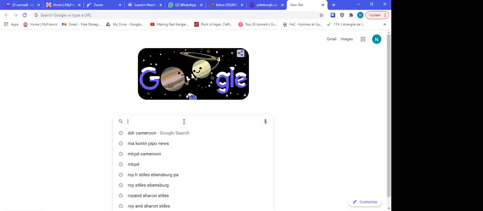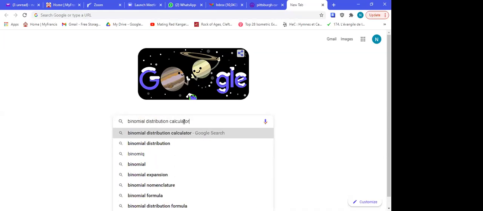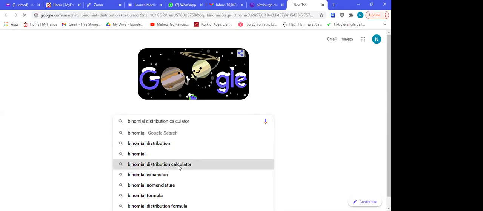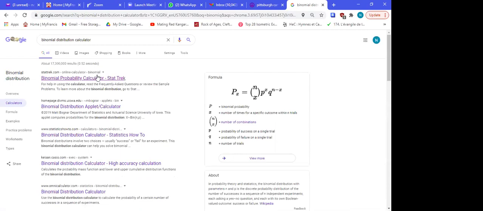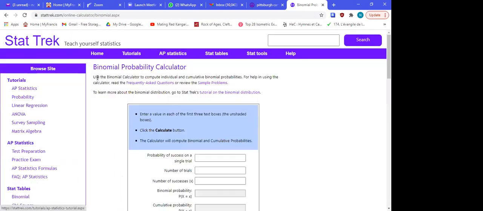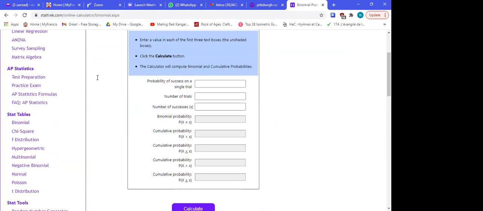And I will type here binomial distribution, and it offers me a binomial distribution calculator. The first binomial distribution calculator on Google is a good one. It will ask you, what is the probability of success on a single trial? The probability of success on a single trial was 1 over 5, which is 0.2. And what is the number of trials? We recall it was 10. And now the number of successes, X, is 3.